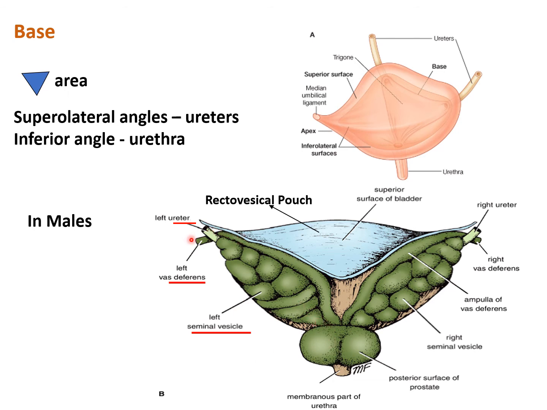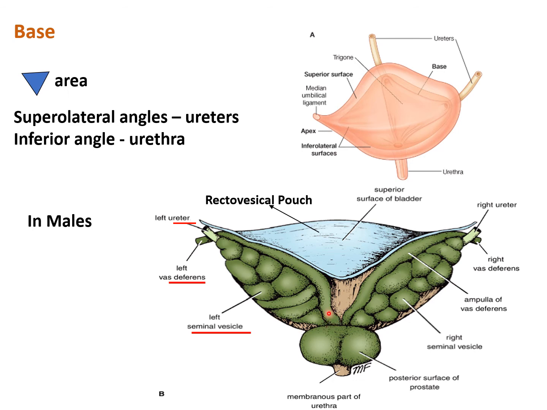Now the other structure is the vas deferens. The vas deferens is the duct of the testis and the epididymis. This is carrying the spermatozoa. This part of the vas deferens, which is present in relation to the base of the urinary bladder, is dilated and is known as the ampulla.